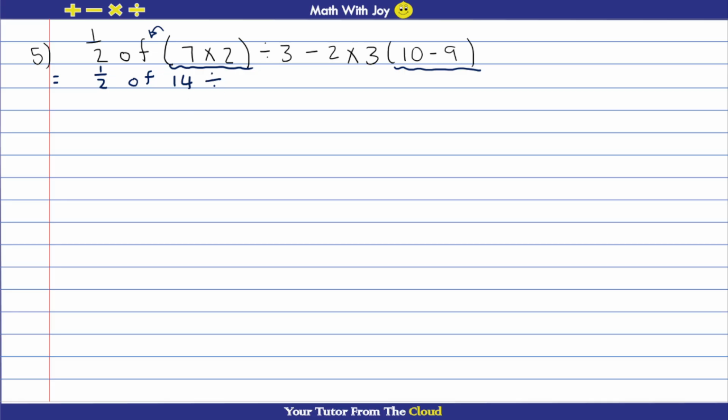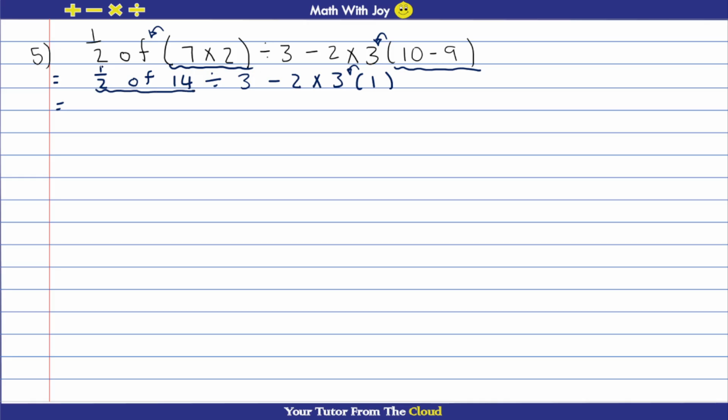Then I say divide this by 3 minus 2, multiply by 3, and then inside here we're going to have 1. Like I said, we have a number next to the bracket, so I'm going to keep the brackets because I want to remind myself that I must multiply over there. I can change that to a multiplication as well, it's not a problem. Now the brackets are gone. The next operation will be of.